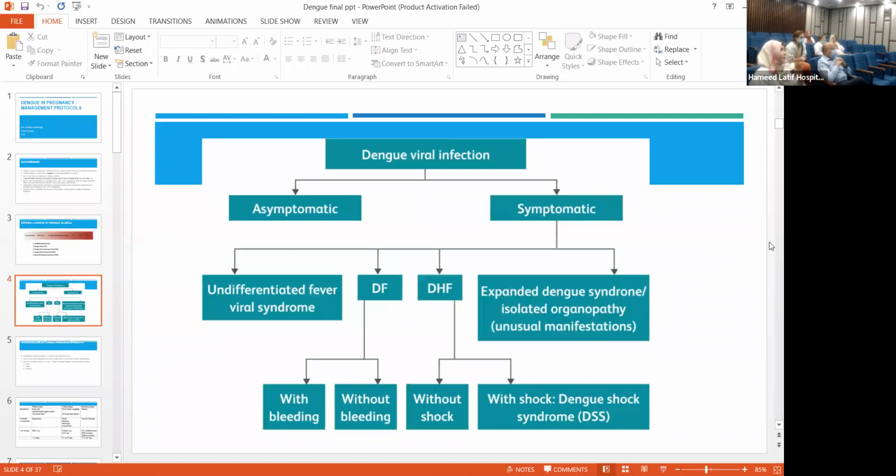Dengue viral fever can be presented as asymptomatic and symptomatic. Symptomatic can be undifferentiated fever, dengue viral syndrome, or dengue fever, as I previously mentioned, and dengue fever can be with bleeding or without bleeding. Dengue hemorrhagic fever can be without shock or with shock, which is dengue shock syndrome, which means it can be compensated or decompensated. Then further, it can be expanded dengue syndrome, as I previously mentioned, which involves multiple organs, and this can be fatal.